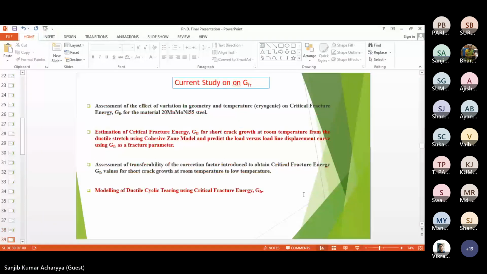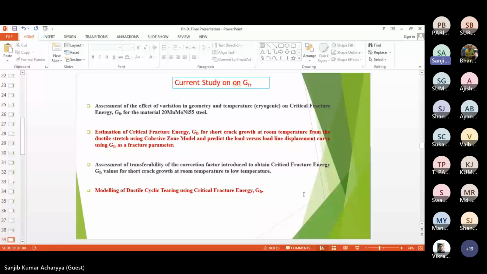First of all, assessment of the effect of variation in geometry and temperature on critical fracture energy GFR for the material 20 Mn Mo Ni 55. At room temperature, whether GFR obtained for different geometry, because different geometry means we have data on CT and TPB. On CT thickness variation is there, on TPB thickness variation is there. So if we evaluate GFR from every possible variation, whether again it can be observed as a material constant or not. Secondly, at every varied temperature, if we repeat the process, what will be the variation of GFR depending on the temperature? This was the first issue.